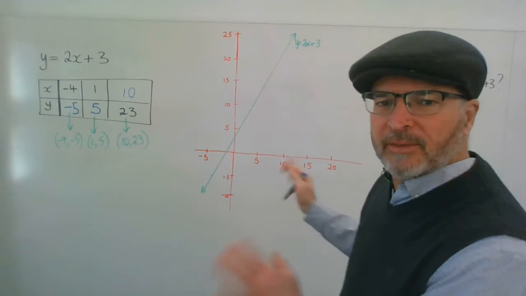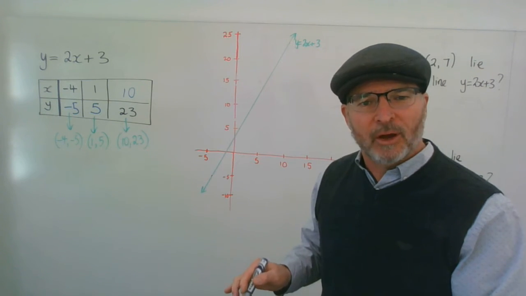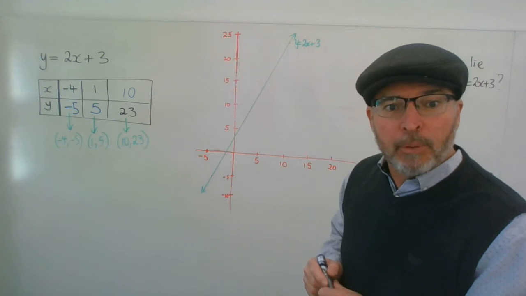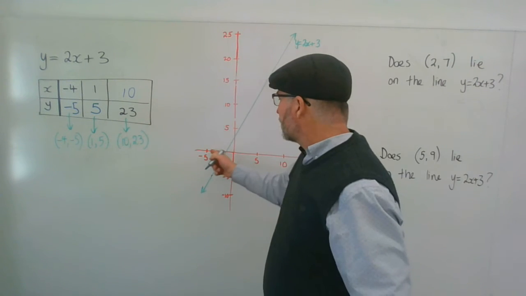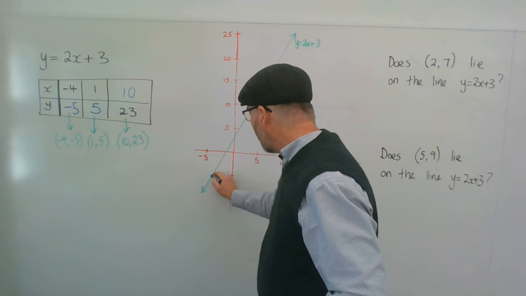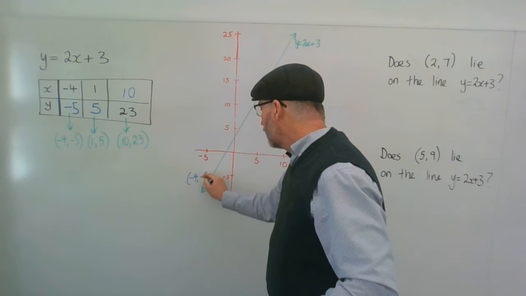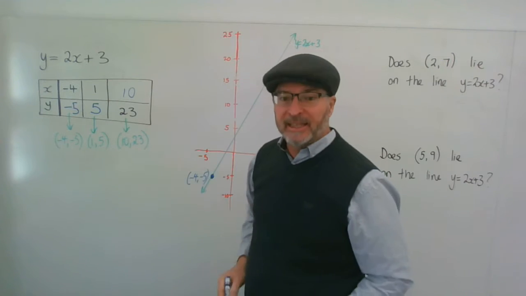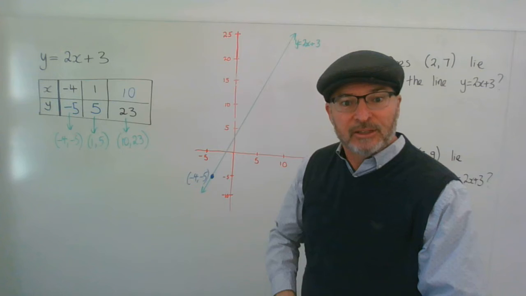And I've already plotted that line here on the board, but I can actually show you that these points lie on the line by plotting the points. So negative 4, so go across to negative 4, and then negative 5, go down to negative 5, and we land right there. That's the point negative 4, negative 5. It lies on the line. Of course it does. It obeys the rule.